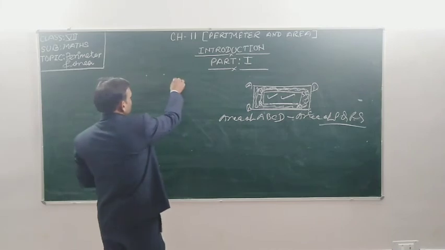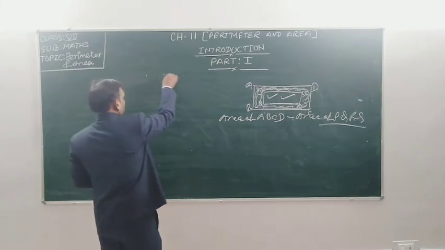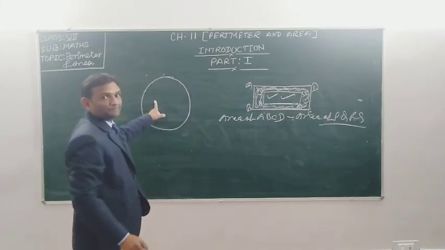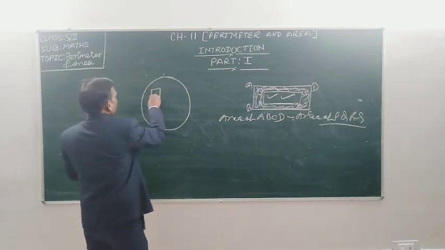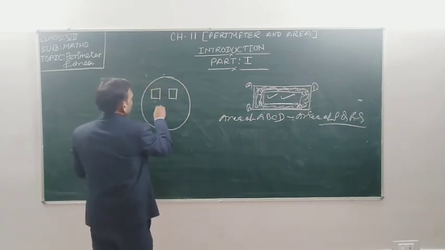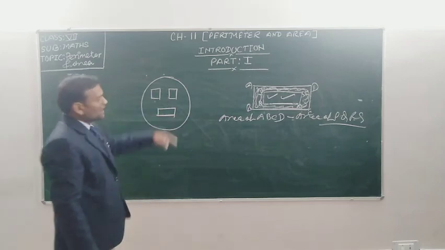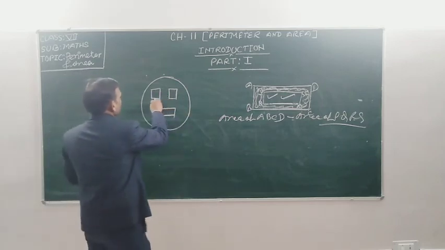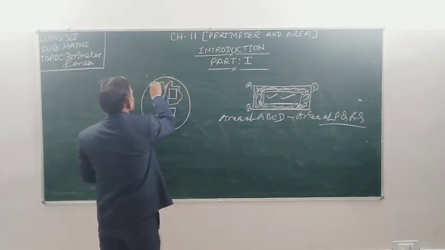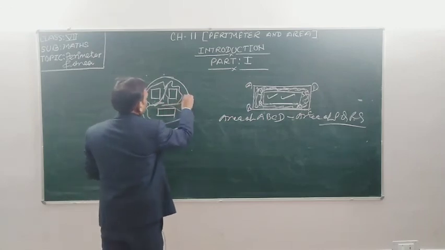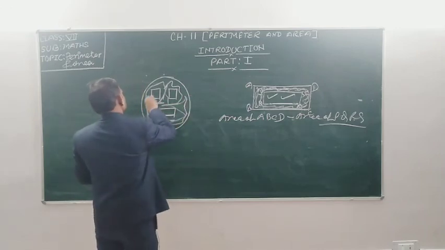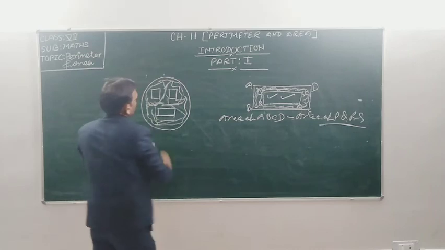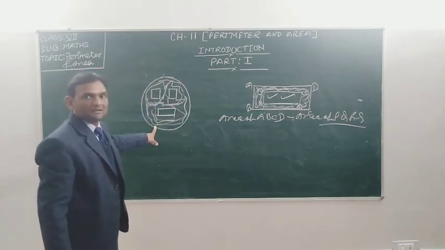Second example we can take here, student. Suppose that this is a circle and this type of figure is made in the circle. Then how can we find out the area of the remaining parts? Means ये जगह कितनी है? This amount of surface क्या है, कितना है?